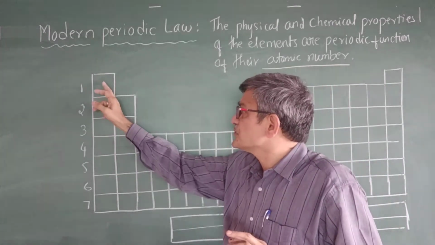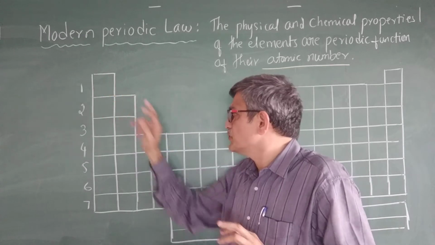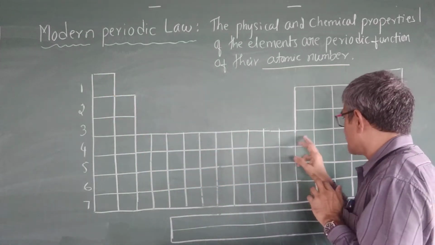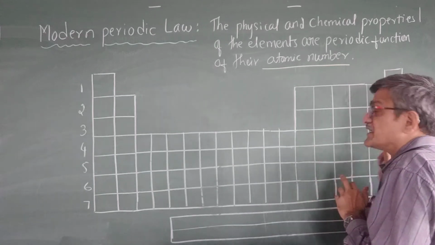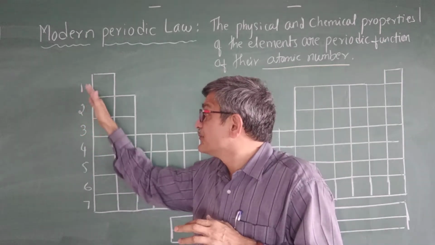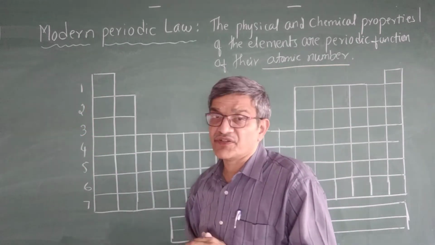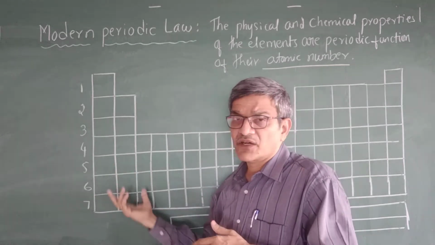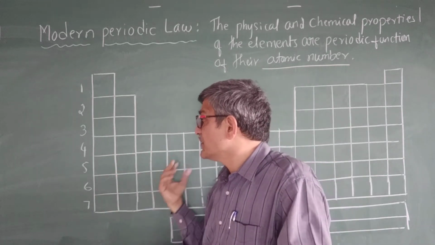So how many groups? 18 groups: 1, 2, 3, 4, 5, 6, 7, 8, 9, 10, 11, 12, 13, 14, 15, 16, 17, 18. Eighteen groups are made, and 7 periods are made. Further, we are going to discuss the groups and the periods.